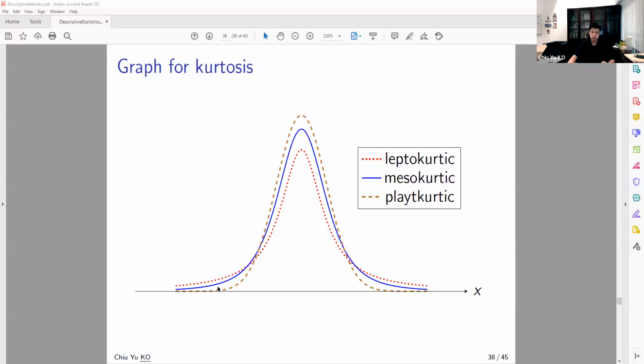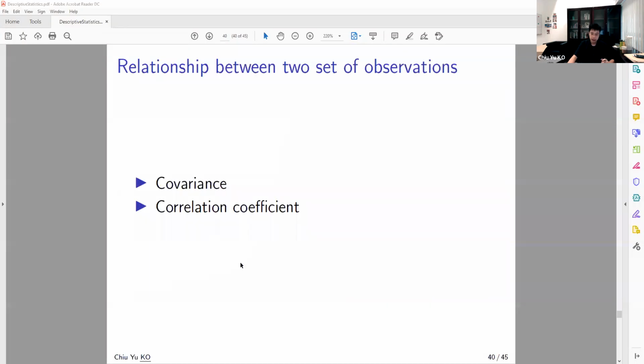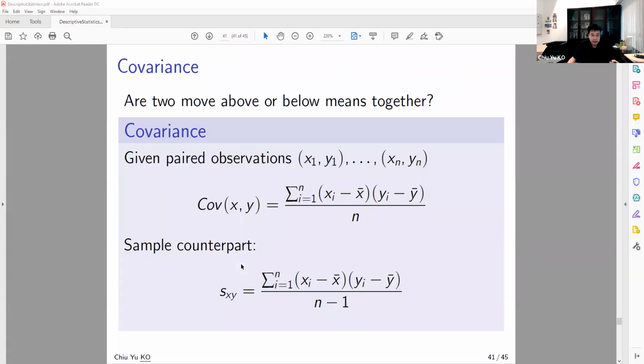Okay, if no, then we go to the last part. That is actually not complicated, just some formulas related to variance, which we call covariance, and its normalized version, the correlation coefficient. The idea is very simple. It's a linear concept. It's asking whether the data X and Y are moving in the same direction from the mean.